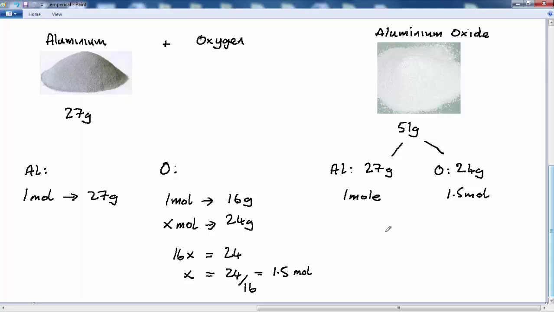So we cannot write the empirical formula like this. We cannot say that the formula is aluminium 1 to oxygen 1.5, because remember that the definition for the empirical formula is the simplest whole number ratio. So we've got to change these to whole numbers. We can't have decimals here. So what we're going to do is multiply each number by 2 to get rid of the 0.5, and that gives us aluminium 2, oxygen 3. That is the simplest whole number ratio. So the empirical formula for aluminium oxide is Al2O3.